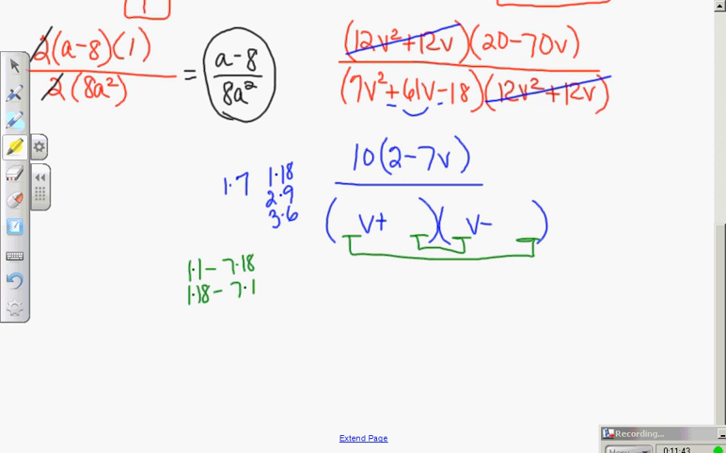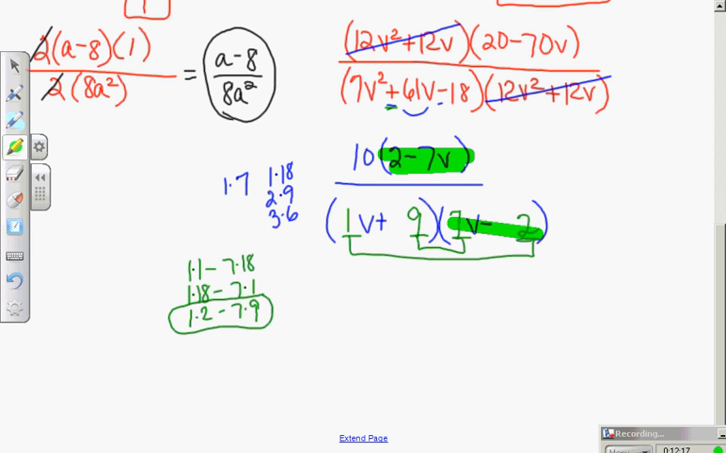So 1 times 1 minus 7 times 18. That's not going to work. 1 times 18 minus 7 times 1. That's not going to work. 1 times 2 minus 7 times 9. Bingo, 63 minus 2. Now, I want the 63 to be positive, so that means I need my 7 and 9 to multiply together in a positive way. I'm going to put my 7 here, my 9 here, my 2, and my 1. Quick check, positive 63, negative 2, positive 61.